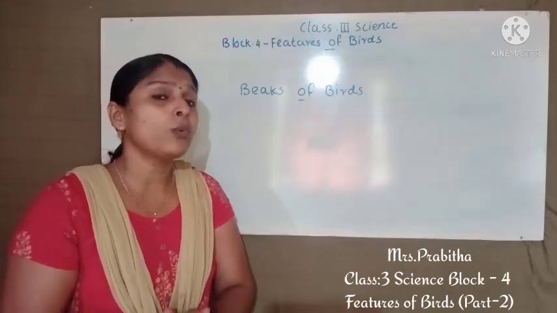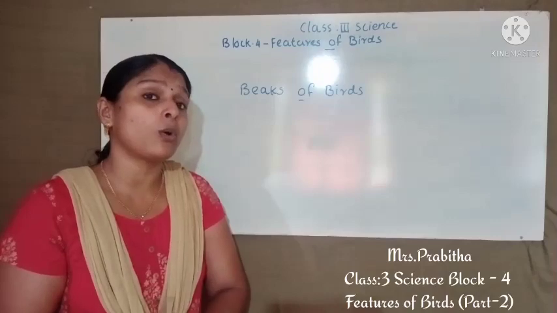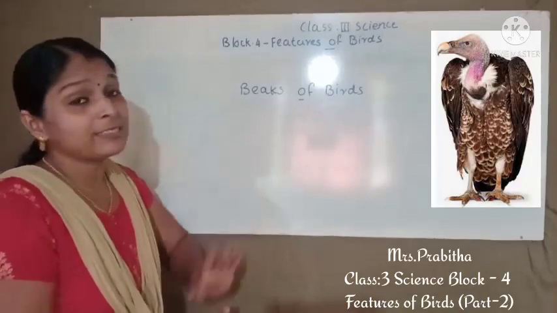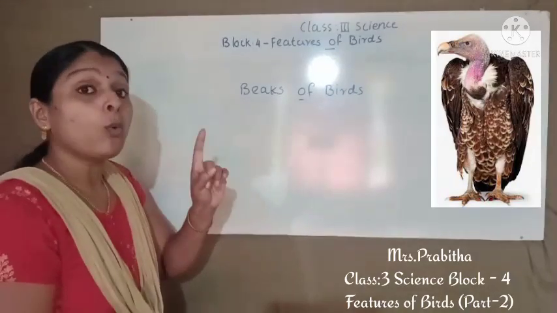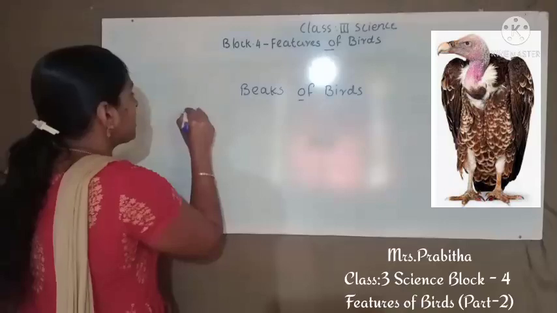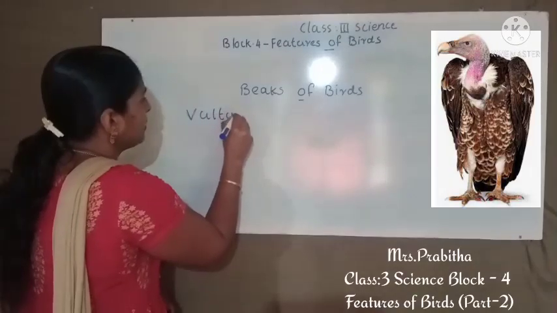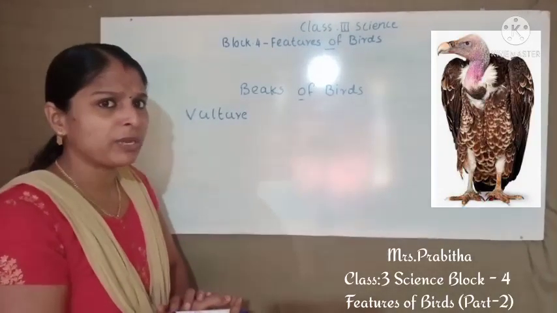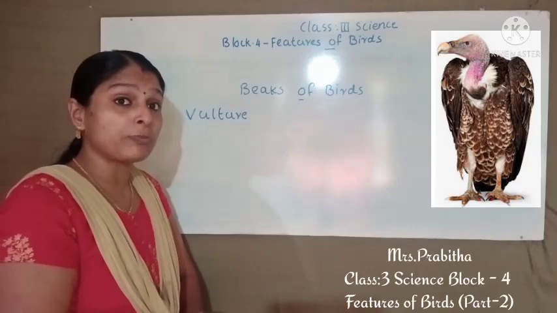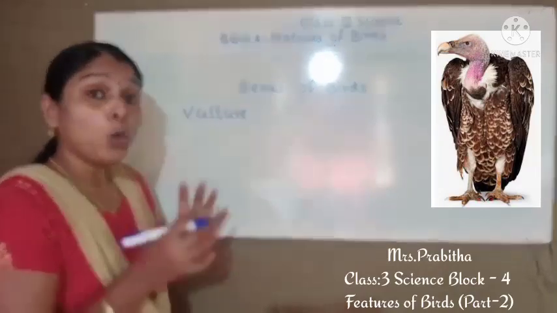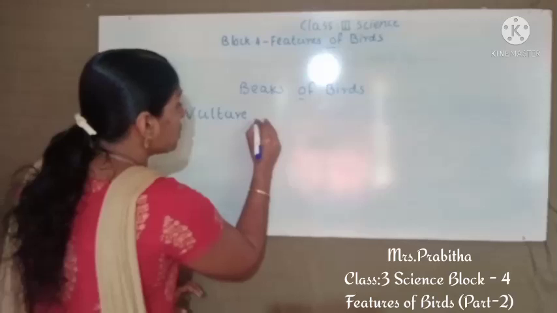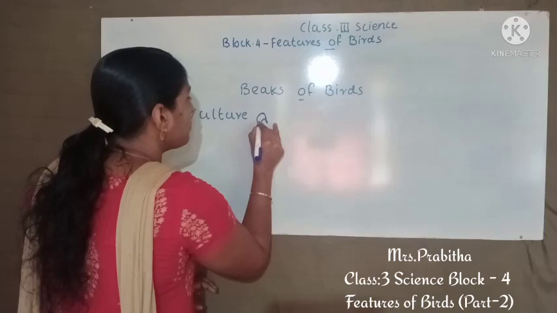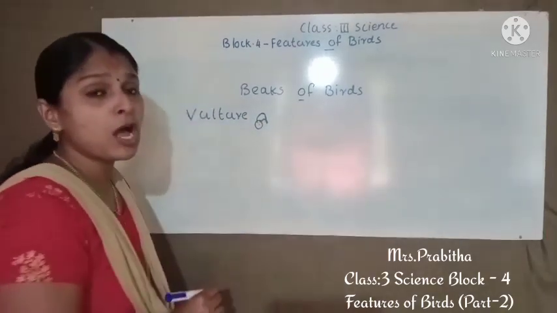In today's class, we are going to learn about beaks of birds. Everybody look at the bird, children. Which bird is this? This is vulture. How is the beak of vulture? Look at the bird, how it looks. It is a very sharp, strong and hooked beak, right? Vultures have a sharp beak.